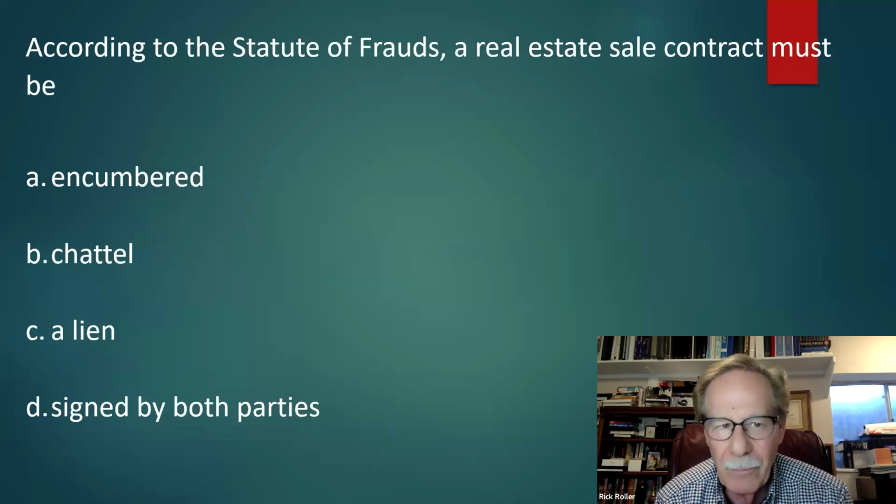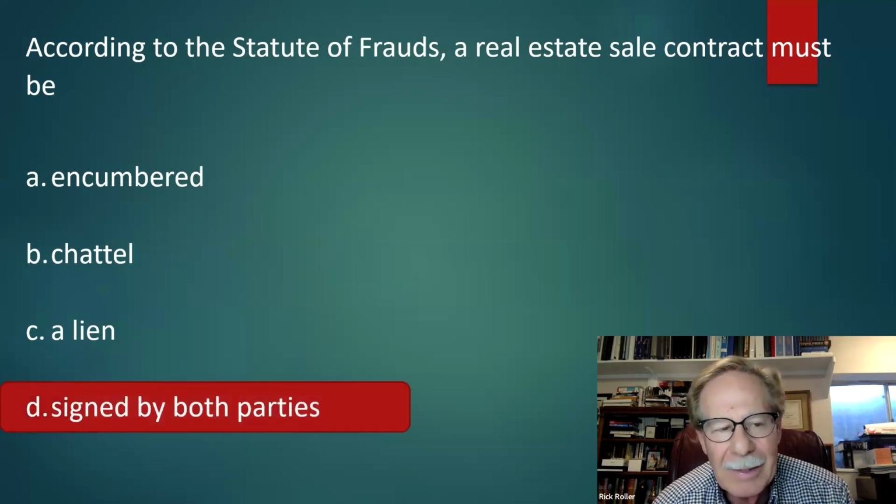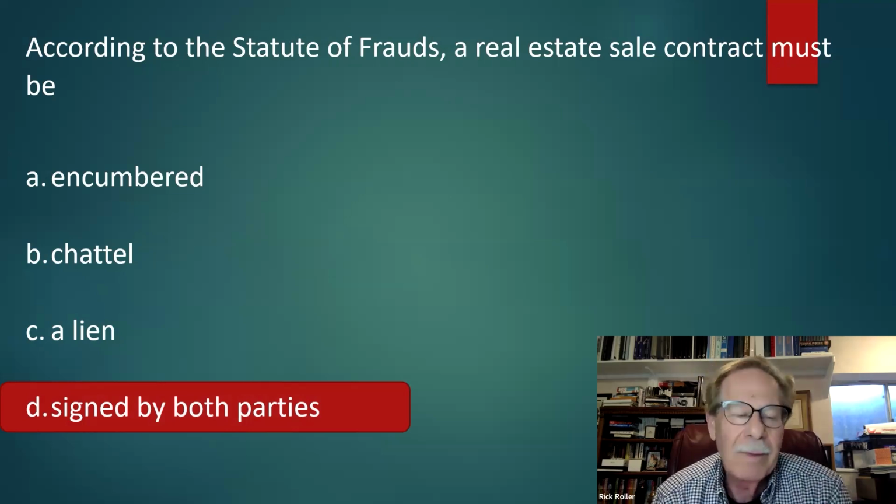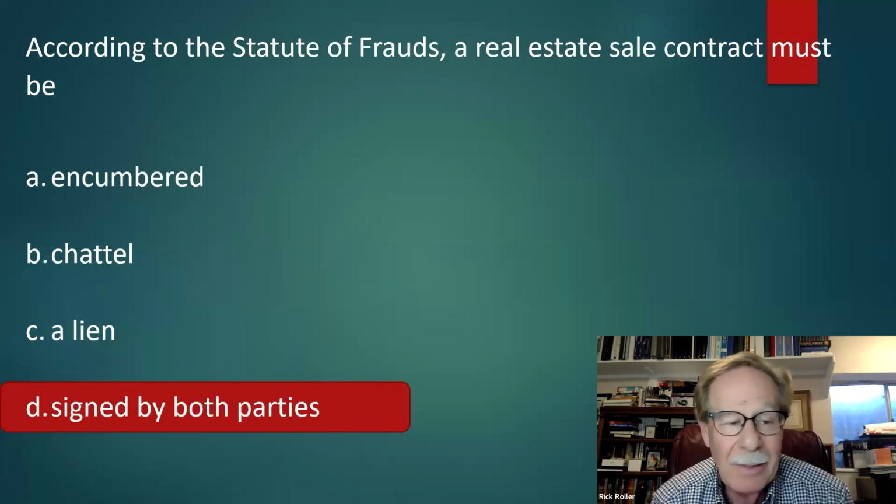And according to the statute of frauds, which is pretty much the same in most all states, a real estate contract must be: encumbered, chattel, a lien, signed by both parties. Well, obviously. I don't know how, with the statute of frauds, you would have anything about encumbrances other than having to be written, but chattel is personal property and a lien is just a legal attachment against the property. It could be a mechanic's lien, could be a first mortgage lien. But according to the statute of frauds, a real estate contract must be D, signed by both parties. I mean, obviously, you have a buyer and a seller, and they both have to agree.